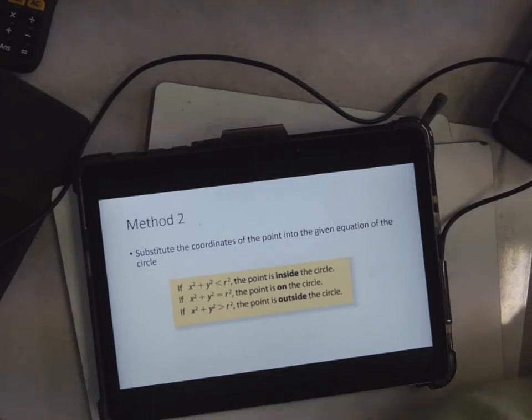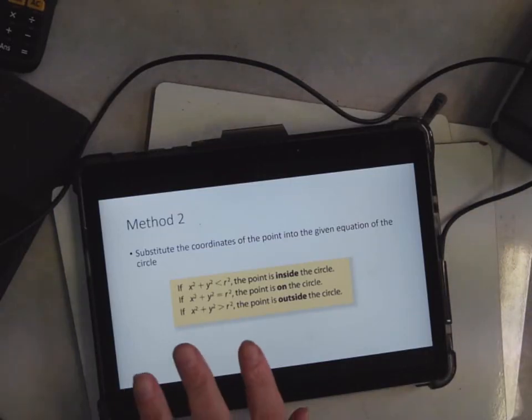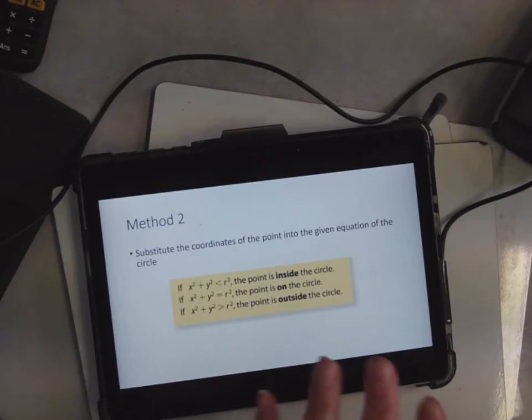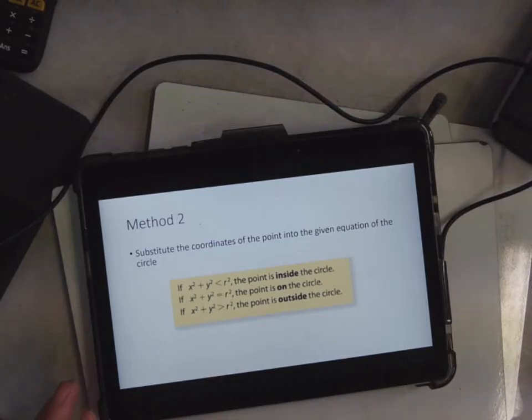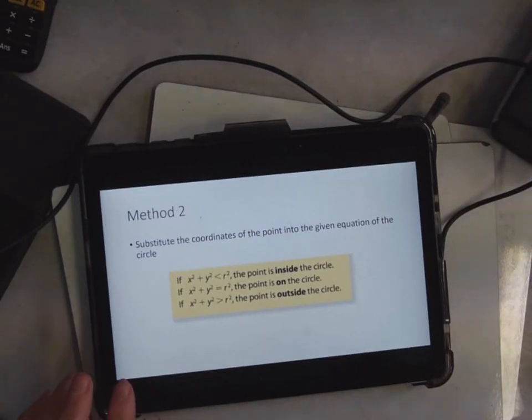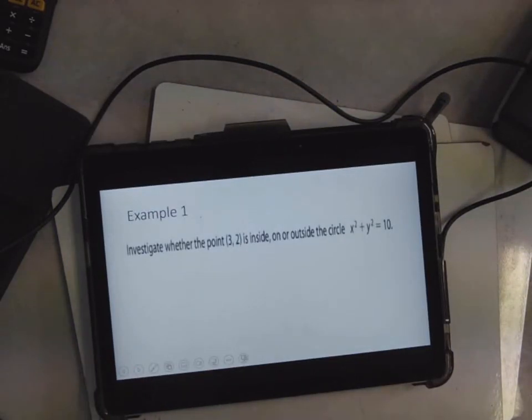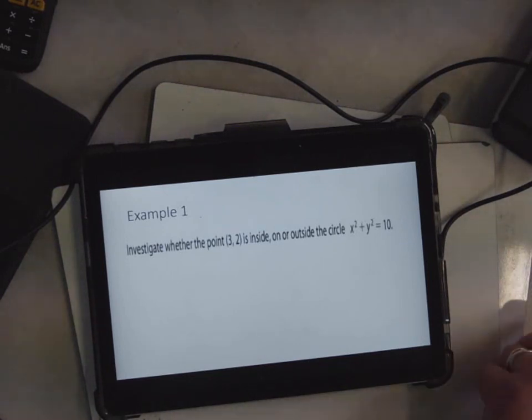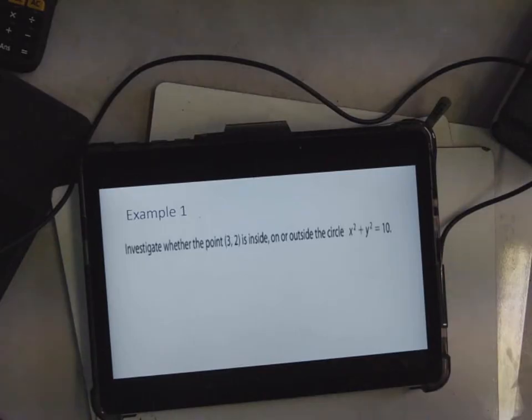They don't go into this until well into the chapter, so we'll do it now. And this works for the next formula I'm going to give you as well. Okay, are we good to go? Right, example: investigate whether the point (3, 2) is inside, on, or outside the circle x squared plus y squared equals 10. It takes longer to write down than it will to do.